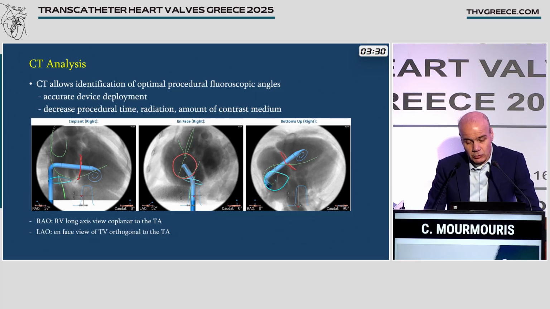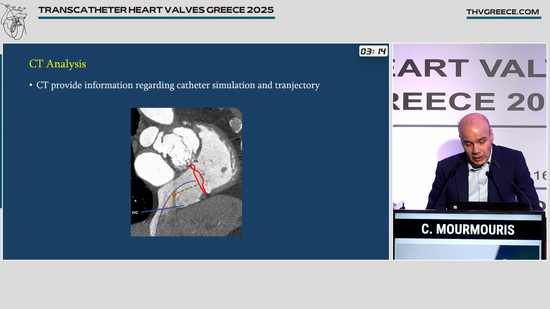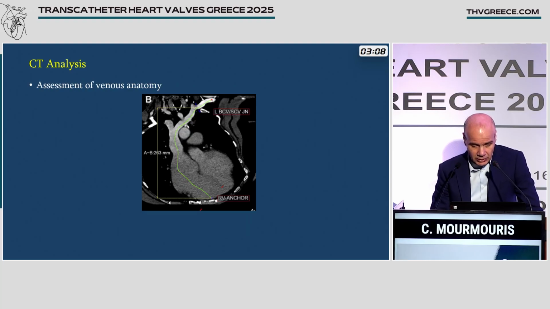CT also provides information regarding the optimal procedural fluoroscopic angles. This is important information in order to ensure accurate device deployment and also to decrease procedural time, radiation dose, and the amount of contrast medium. CT also provides information regarding the catheter simulation and trajectory.